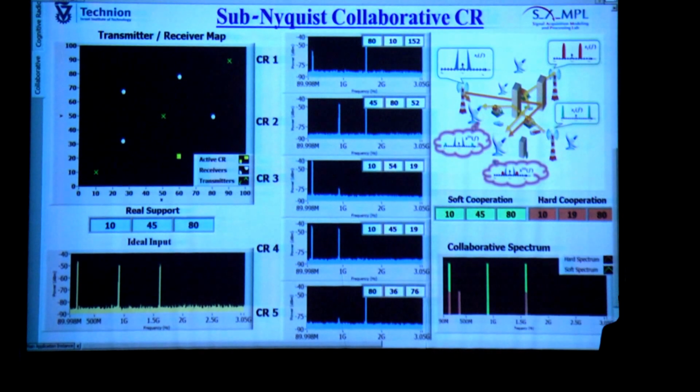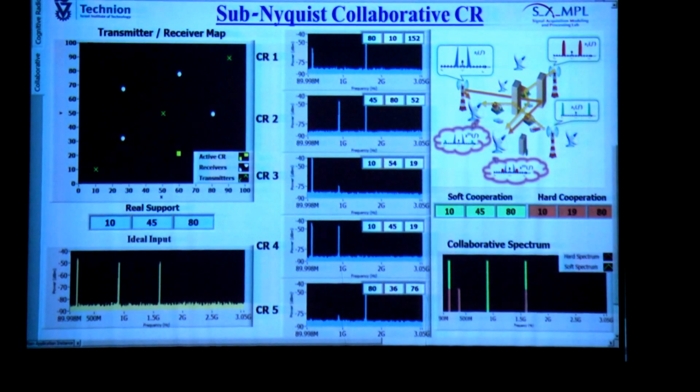So good job, Alon and Barak, for developing the soft cooperation approach.